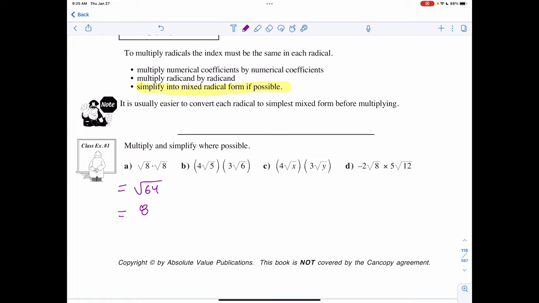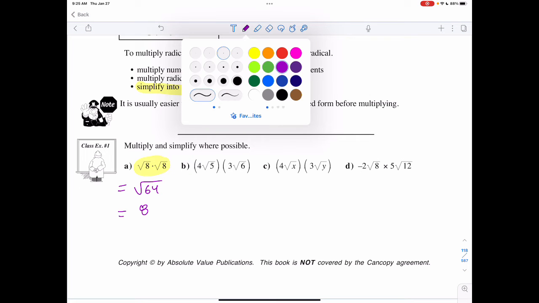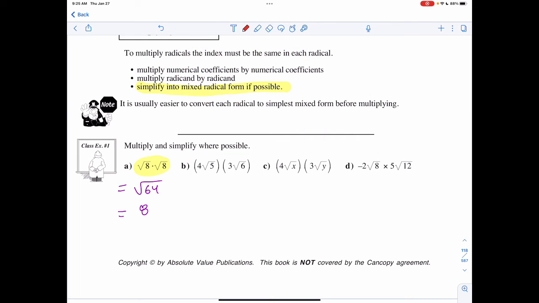Now, I'd probably take a note of this. It's really important, and it's going to come up again later. If ever I have square roots, then the square root of x times the square root of x is always just going to be equal to x. If I multiply a square root by itself, it's just going to be what the radicand is. Every single time.